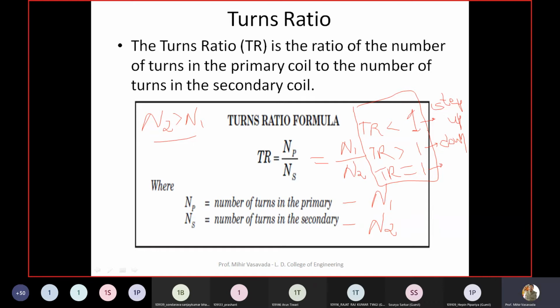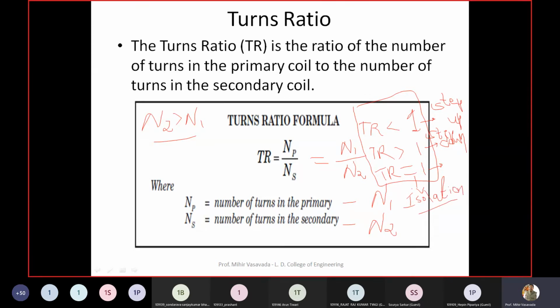And what about the last case? What happens in the last case? Ideal. Okay, let it be ideal. Yes, you can say ideal, or the other word, which I will also discuss today or in the next lecture, is isolation transformer.